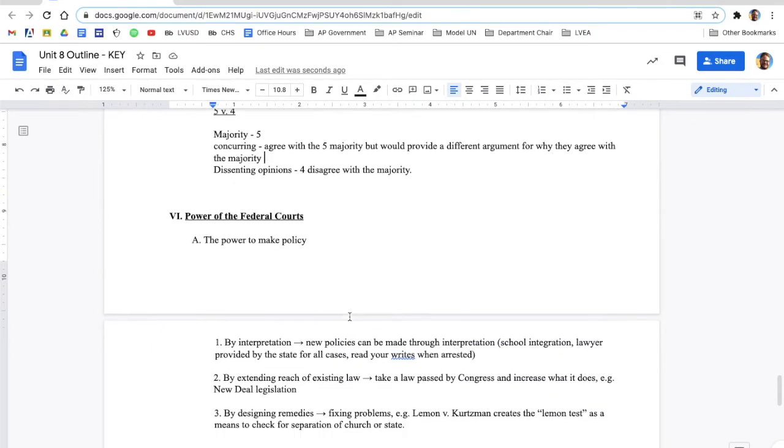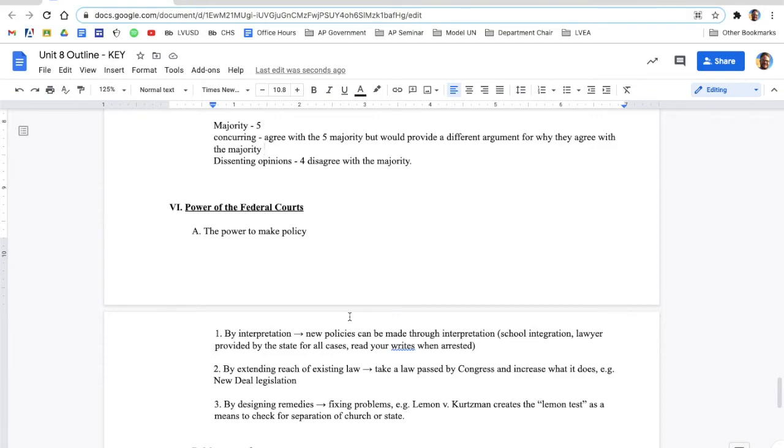Now, what power do the courts have? So, by interpretation, a lot of policies will be made because of the interpretation of the court. So, integrating schools. The idea that you cannot segregate schools is something that the court decided and is followed and enforced. Being given a lawyer if you cannot afford one, this was not always the case in state charges. It was usually only federal charges. Now it's any charge. And so the court can make this a decision. And then, read your rights when you're arrested, so your Miranda rights. This is also something that was created based on a court interpretation.